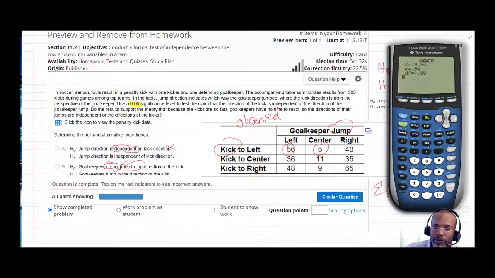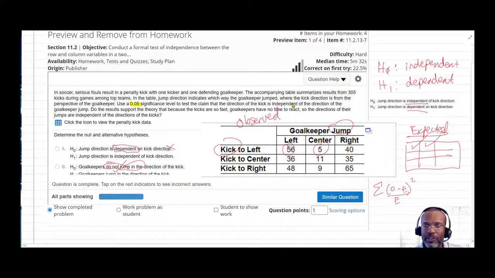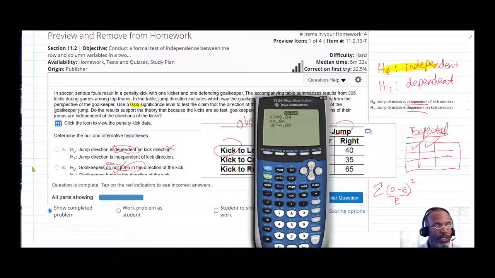So we're testing it at the alpha equals 0.05 level. Our p-value is 0.04. So our p-value is lower than the level of significance. It has to be lower than or equal to that significance level, and it is. So that's reason enough for us to reject the null hypothesis that those two variables are independent. So for this particular problem, I think that completes it.